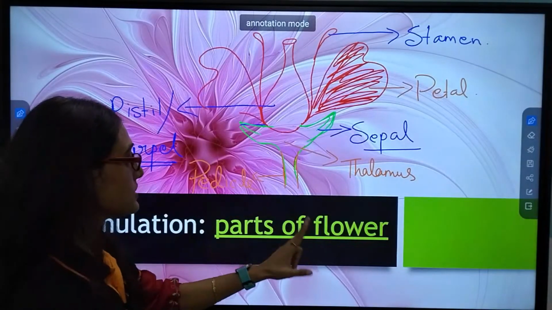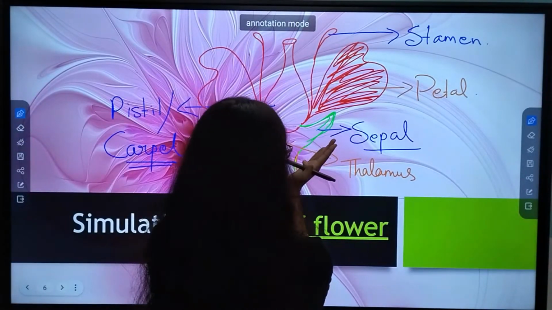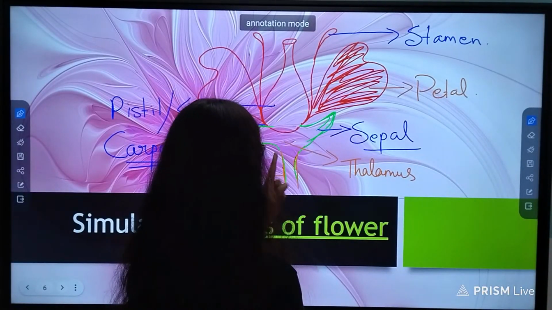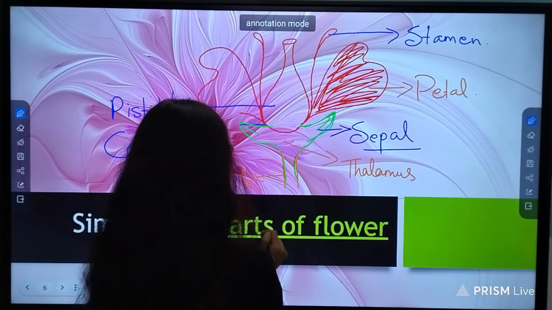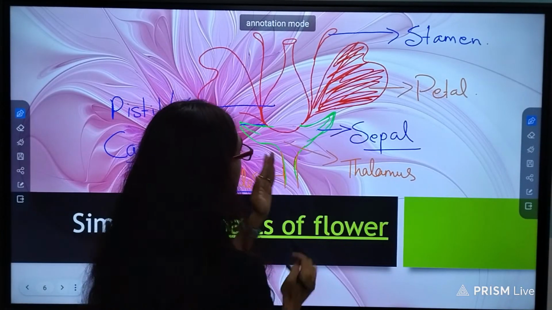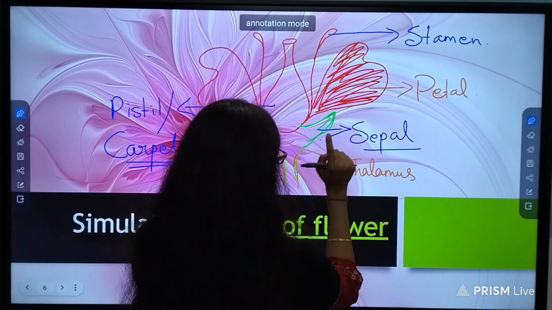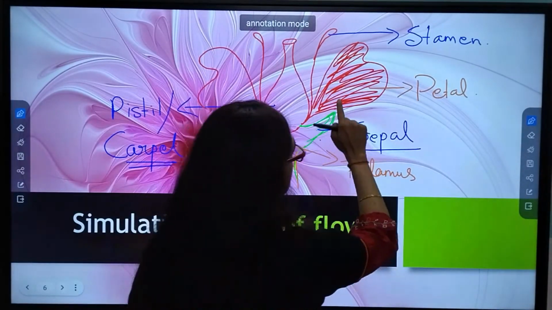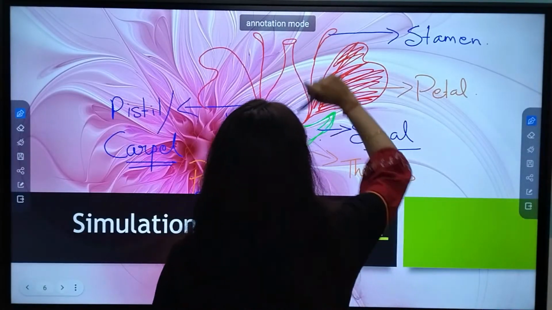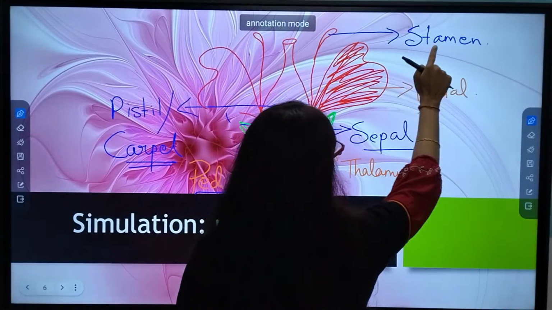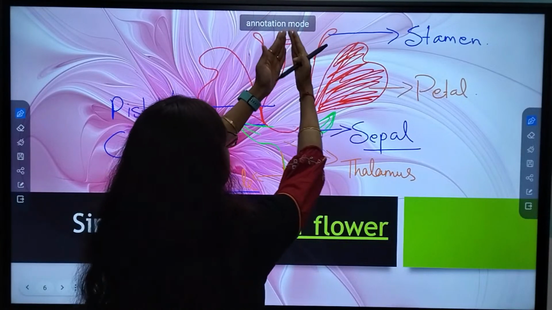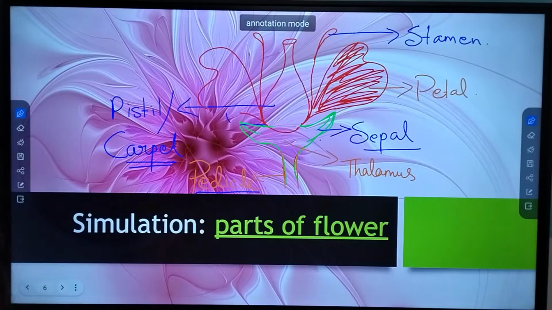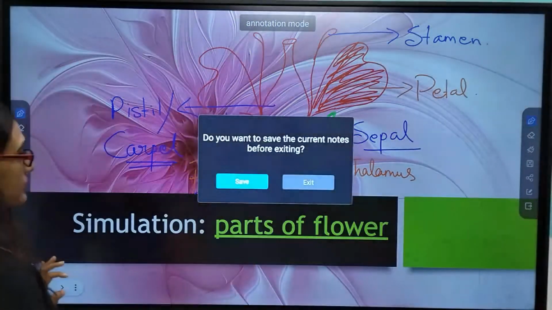I am repeating once again. The lower part that holds the flower is known as thalamus, and the stalk coming out from the thalamus is known as pedicel. The green leafy structure is known as sepal. The colorful part is known as petal. Then a thin filament is coming out, this is known as stamen, and this pot-shaped structure is known as pistil or carpel.